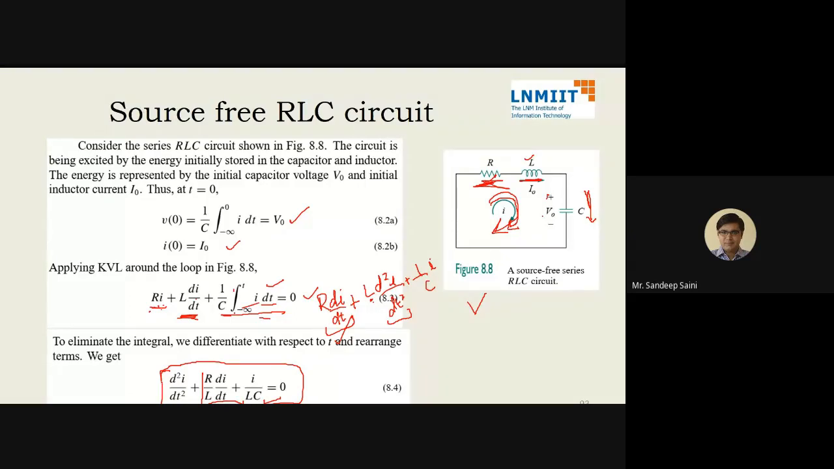So do you know the process of second order differential equation, how to solve them? No, sir. Okay, in mathematics course you will study that, but let us also do that. Have you heard of Laplace transform?